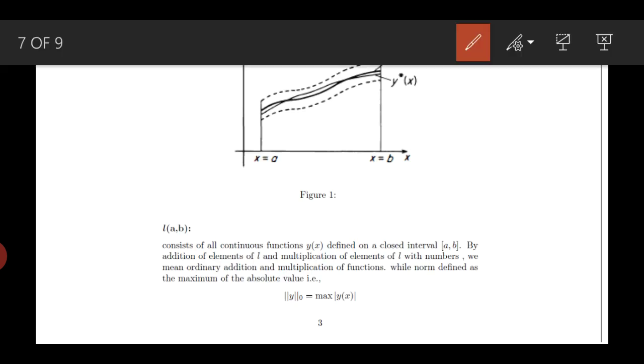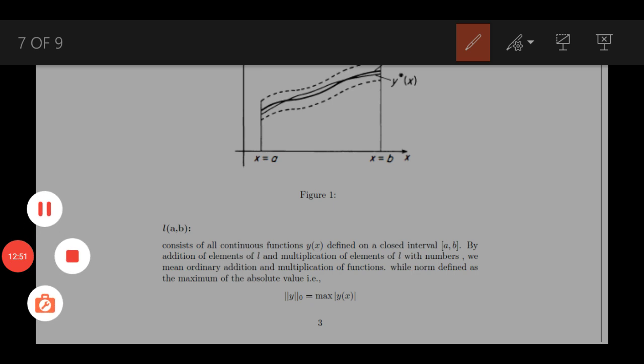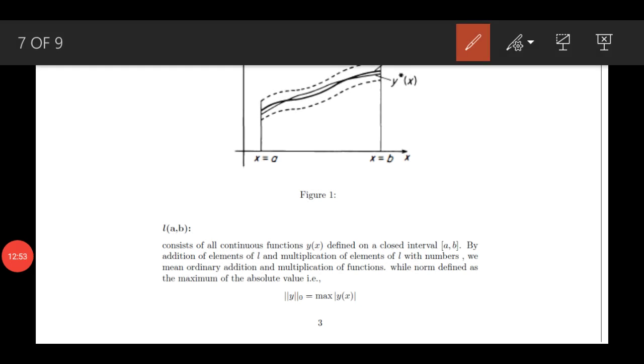Now we will talk about some of the function spaces, and the first space that occurs most in math problems and our problems is C of a comma b. C of a comma b consists of all continuous functions y of x defined on a closed interval a and b. So all the functions that are defined from x equals a to x equals b and that are continuous are in the category of C of a comma b.